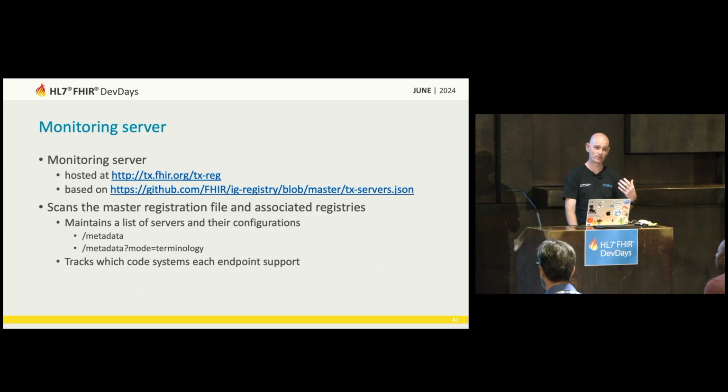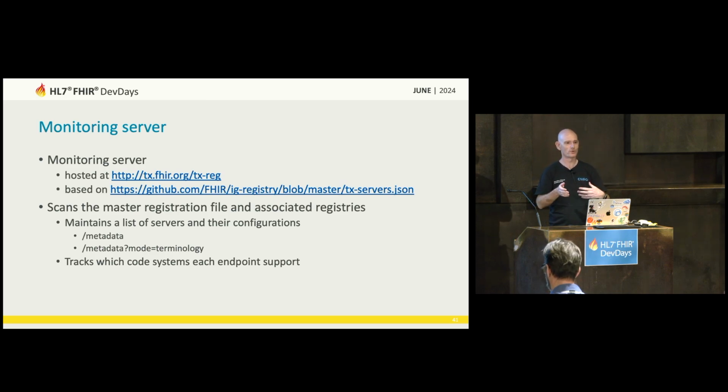There's also this concept of a monitoring server. So this monitoring server, which is hosted at this registry, is where the tools actually go and end up hitting and trying to resolve things, which we'll show you in a sec. And it's based on that master JSON file. So it'll read the master JSON file, follow the links to all the registries, find out what all the endpoints are, know what they're authoritative for, and then it will actually go and call those terminology servers and ask them for their metadata and their metadata terminology mode to get all the details of the code systems and code system versions that they have, and it tracks basically which endpoints do what.